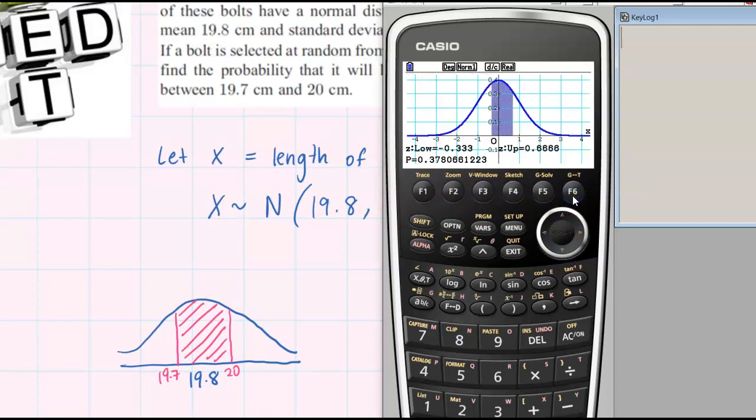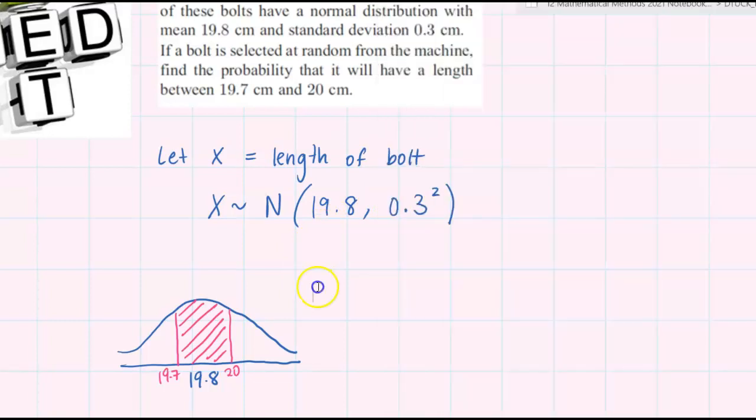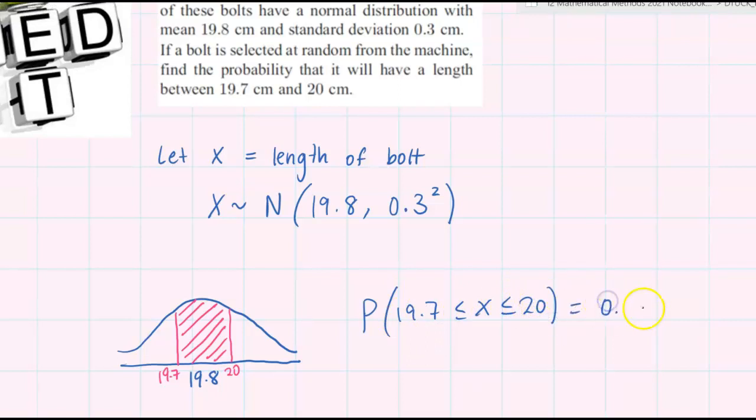So there's our sketch, beautiful, looks pretty much like mine. Probability is 0.378. Good, 4 decimal places. So you say probability 19.7 is less than or equal to x, less than or equal to 20 is 0.3779. Awesome. Hey, you got that? Wow, you're superstars.